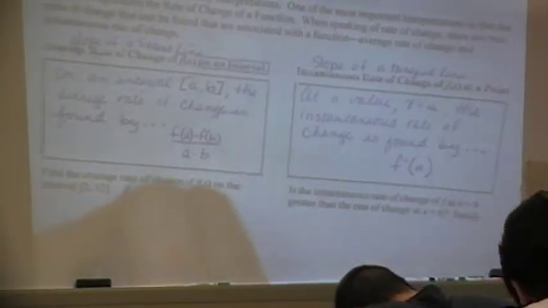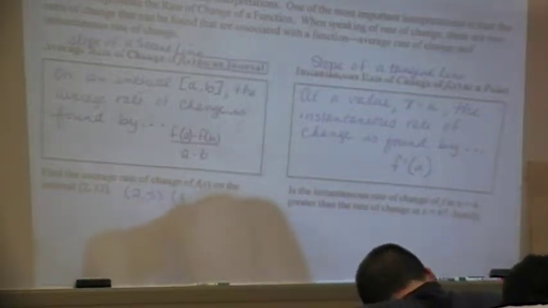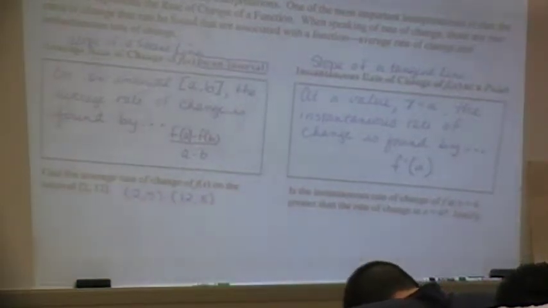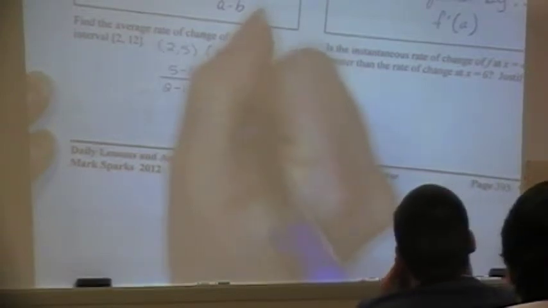So my ordered pair for 2 is the ordered pair 2, 5. For 12, it's 12, 8. Plug it into the formula. 5 minus 8 over 2 minus 12, that is 3 over 10. That's the average rate of change. I can go up and count it and just see if that's right. Rise over run. 1, 2, 3. 2, 4.